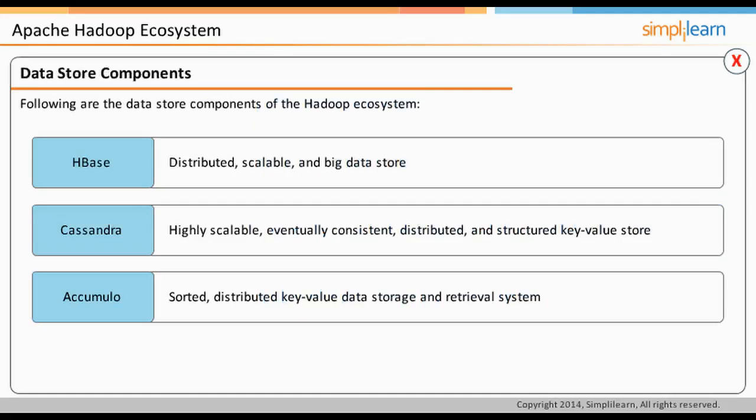The data store components comprise HBase, Cassandra, and Accumulo. HBase is a distributed, scalable, big data store. Cassandra is a highly scalable, eventually consistent, distributed, and structured key-value store. Accumulo is a sorted, distributed key-value data storage and retrieval system.